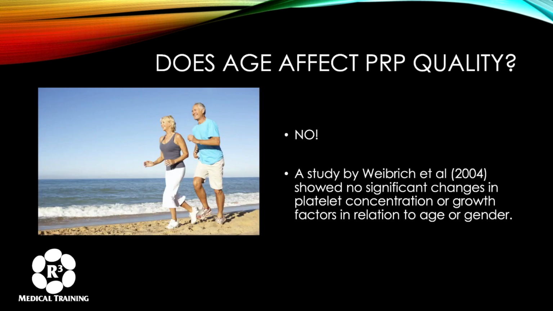Now, does age affect PRP quality? This is something that I used to think did, and that people of advancing age shouldn't have PRP. Maybe they should have something else, like just stick with exosomes or stem cells. But this study in 2004 showed no significant changes in platelet concentration or growth factors in relation to age or gender. So what that says to me is it doesn't matter if somebody's 70 versus 50. You still have the concentrations necessary to produce clinical grade PRP.